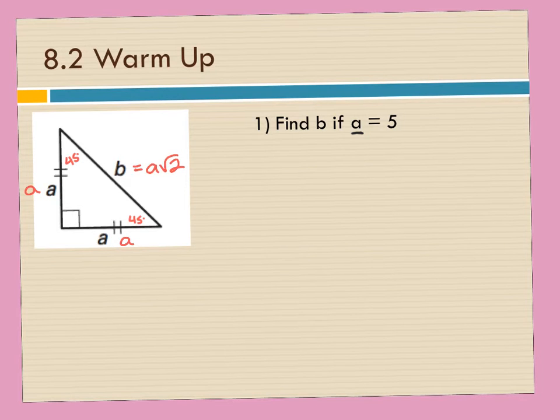Then they will give you one value. So in the directions here it says A is 5. That means that these are both 5. And this, I take the A and plug it in there, would be 5 root 2. So A is 5, A is 5, and B is 5 root 2.